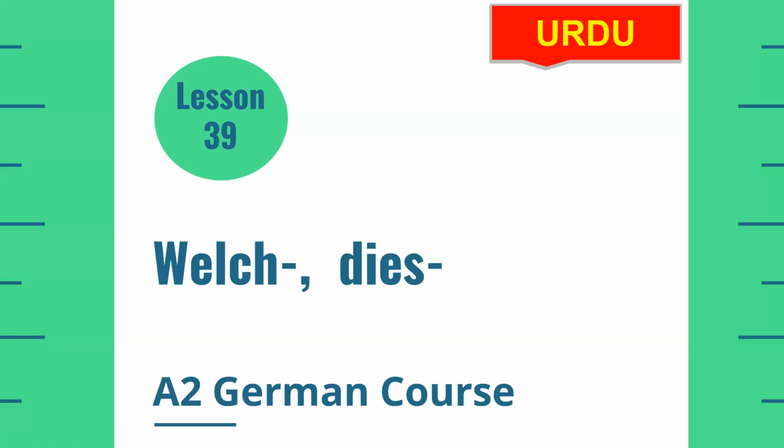Today is lesson number 39 of the A2 level of the German language course. Today is the second last lesson of the A2 level, and today's topic is welche and diese. Welche is a question word and it can be used to ask a question about a specific thing, and diese is a demonstrative pronoun which is used in the answer to a question asked using the question word welche. So let's start the lesson.